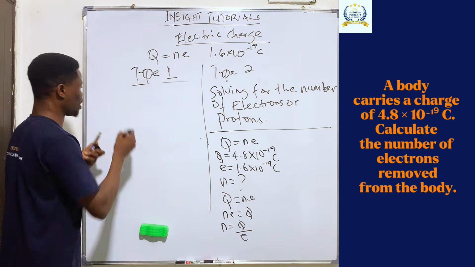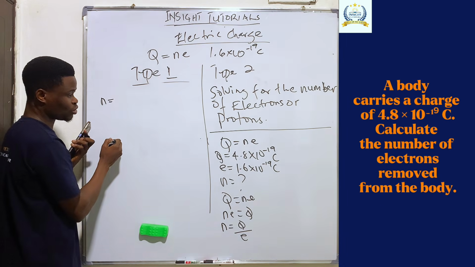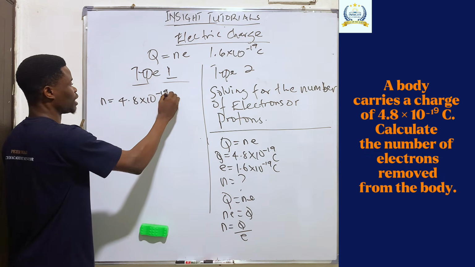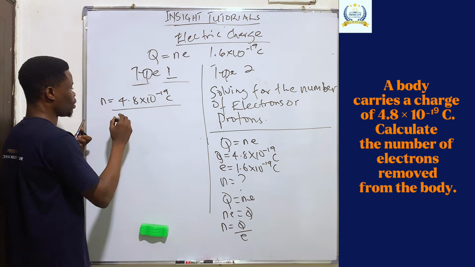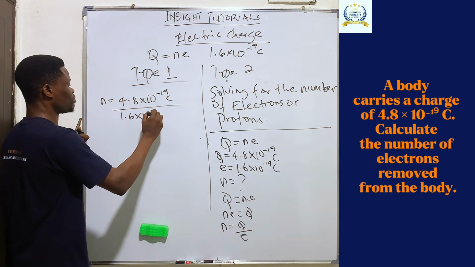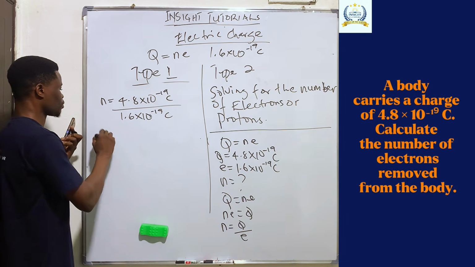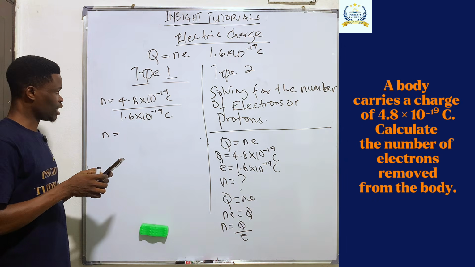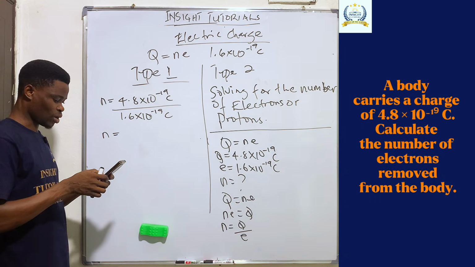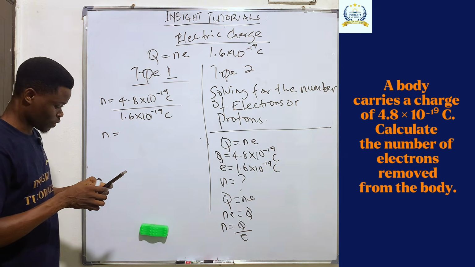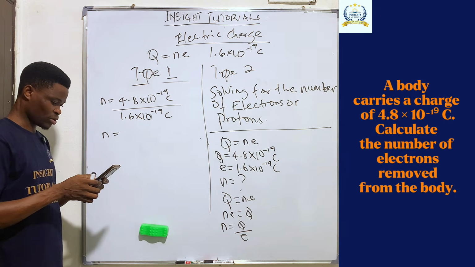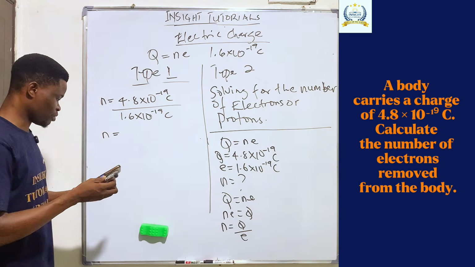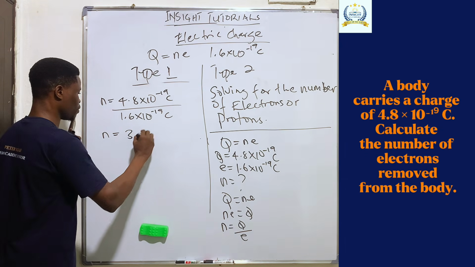So what we have now is that N is equal to our total charge, which was given as 4.8 times 10 raised to the power of minus 19 coulomb, all over our elementary charge, which is 1.6 times 10 raised to the power of minus 19 coulomb. So I'm going to punch this into my calculator. 4.8 times 10 raised to the power of minus 19 all over 1.6 times 10 raised to the power of minus 19. So I have it that the number of electrons that will be removed from this body is 3.